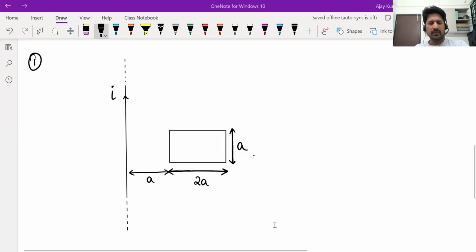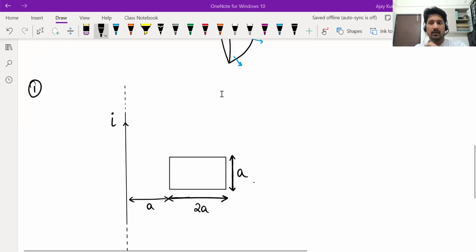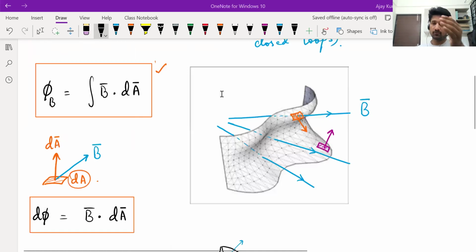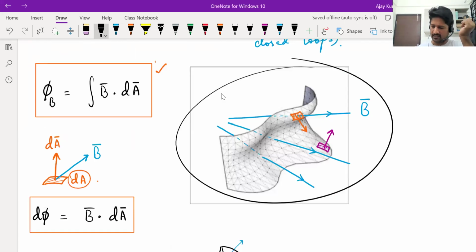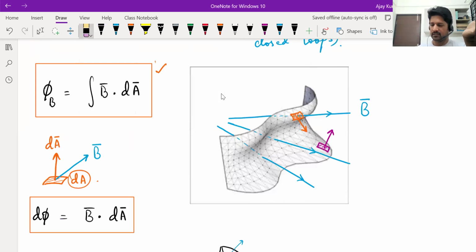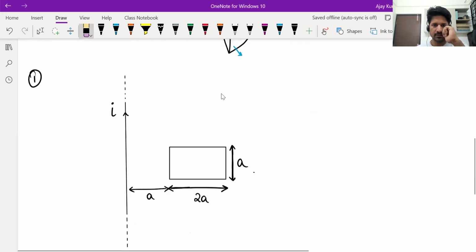Generally, you tell me, when do we say there is flux through a surface, electric flux or magnetic flux? When do we say there is flux through a surface? Or the field lines pass through it. Field lines should pass through it, meaning they should go from one side of the surface to the other side, like we have shown in this diagram. So field lines should cut through the surface. Then there will definitely be flux through that surface.